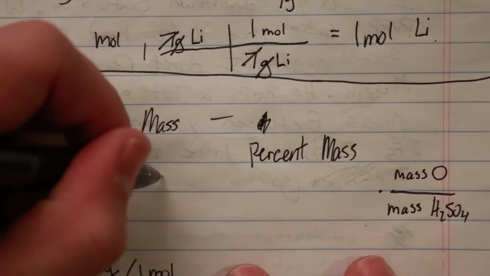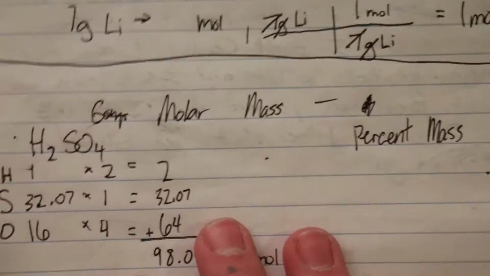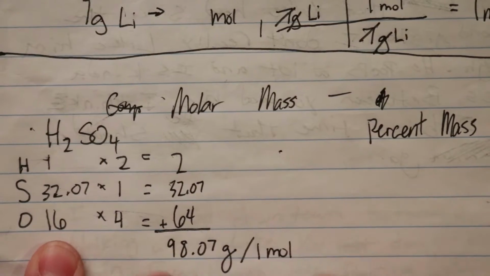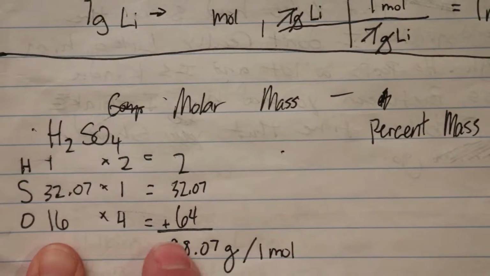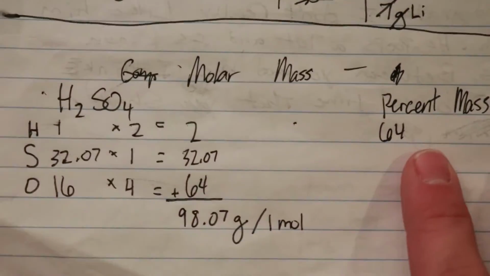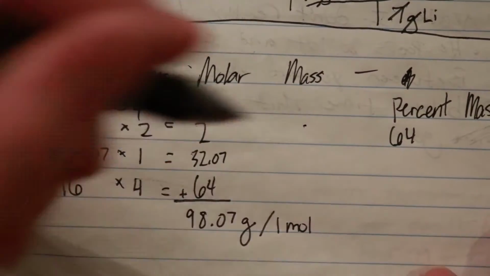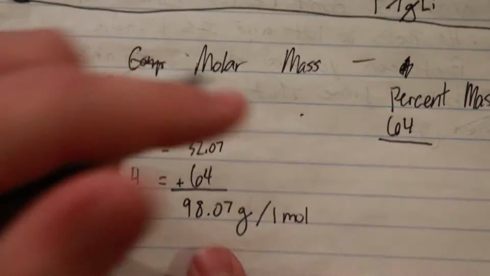So to get my mass of oxygen, it's actually already calculated here. I have my oxygen, it's 16 grams per mole of oxygen. I have 4 of them, so it's 64. So I'll take 64, that's my mass of oxygen in H2SO4, and then I'm going to divide that by 98.07.